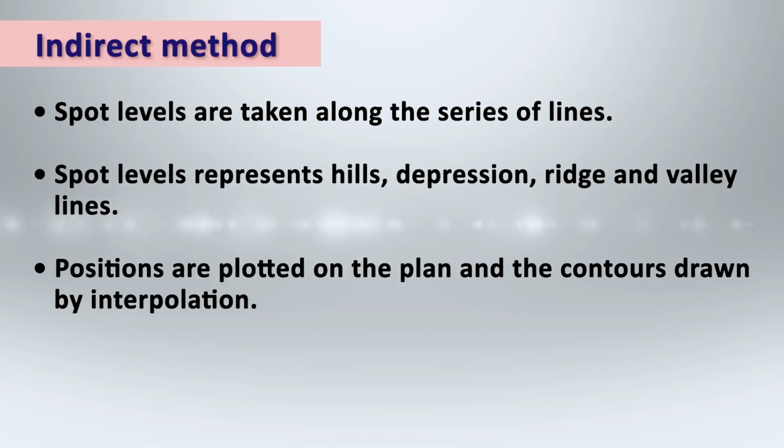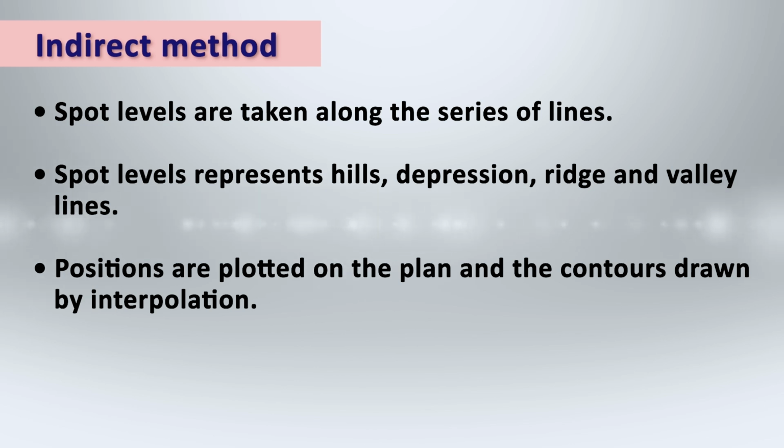Let us talk about the second method of contouring, that is the indirect method. In this method, the points located and surveyed are not necessarily on the contour lines, but are spot levels. Spot levels, meaning the RL of a point on the surface of the ground, are taken along a series of lines laid out over the area. The spot levels of several representative points representing hills, depressions, ridge and valley lines, and the changes in the slope all over the area to be contoured are also observed.